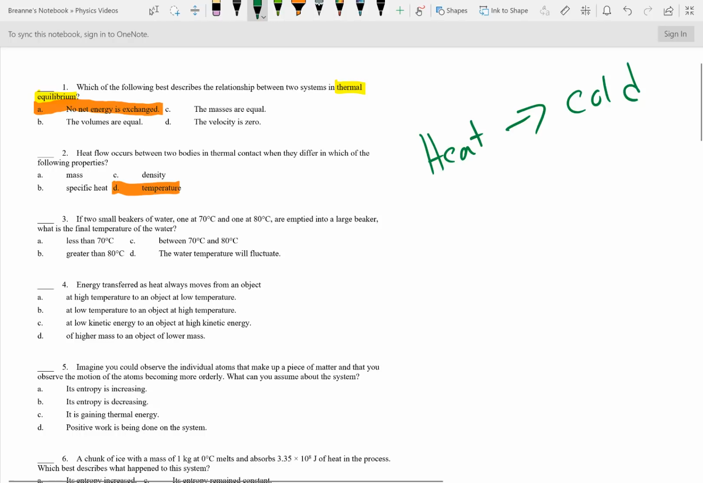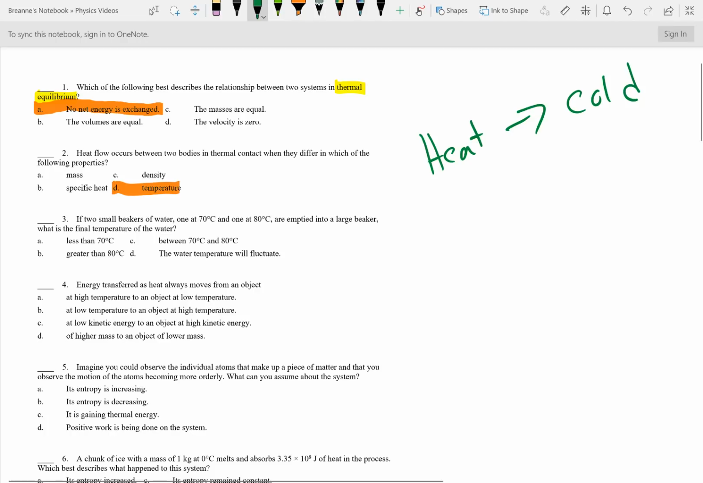Number 3, if two small beakers of water, one is at 70 degrees Celsius and the other one is 80 degrees Celsius, and we combine the two. So the two beakers are now combined, and we want to know what the final temperature is. So again, guess what we're going back to? You're right, the 0th law of thermodynamics. You think this is important here? So we're going back to the 0th law of thermodynamics.